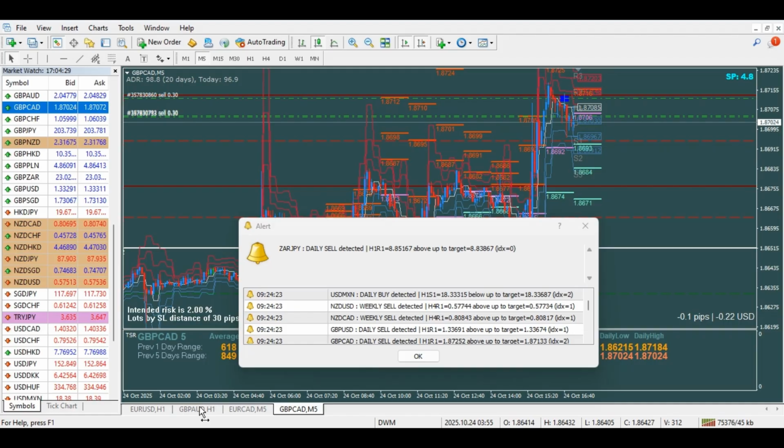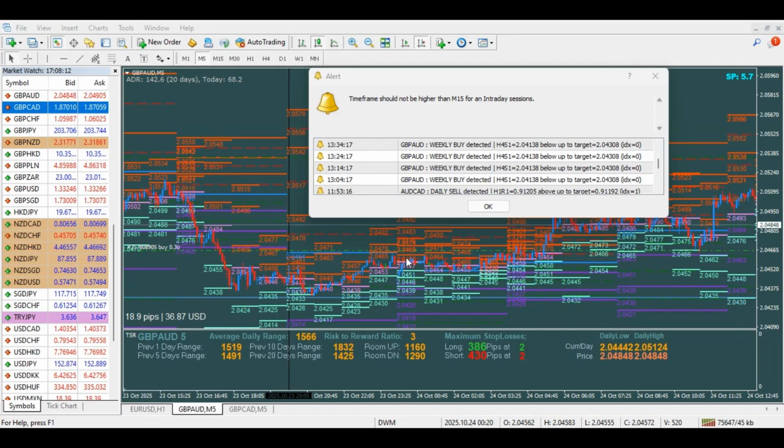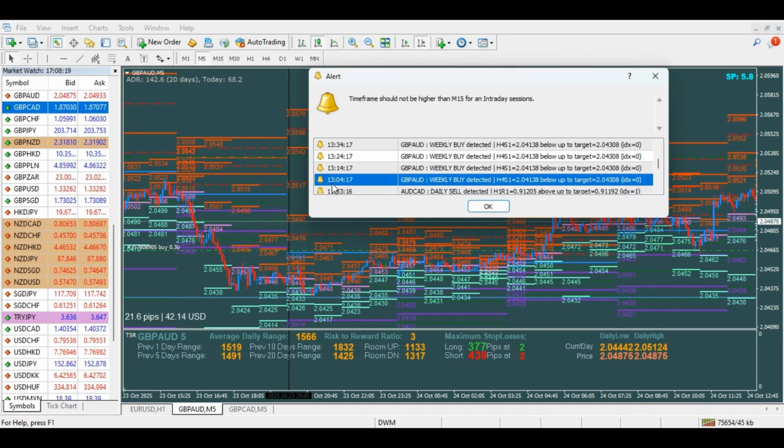I'll show you a weekly trade that I'm in, pound odd. Okay, this is a pound odd weekly buy setup that was detected here at 13:04, so that's 1:04 p.m. Okay, and then this is where that setup was detected here. You can see 10:23, 20:05. This is GMT plus 2 time. This is Eastern Standard Time. I'm in New York. Okay, so it's the same time. So we got pound odd weekly buy detected.